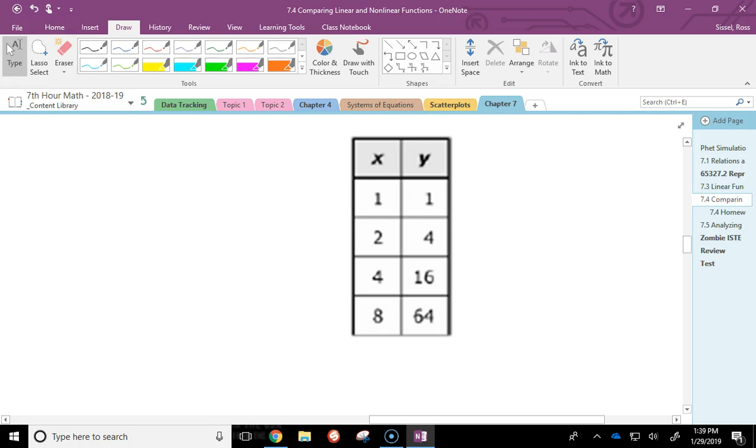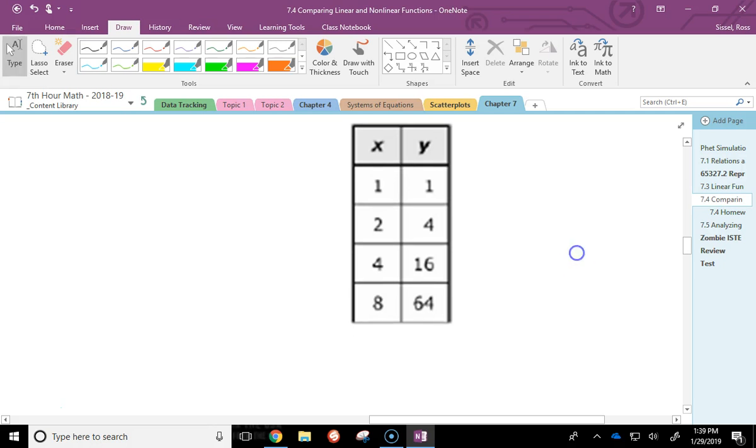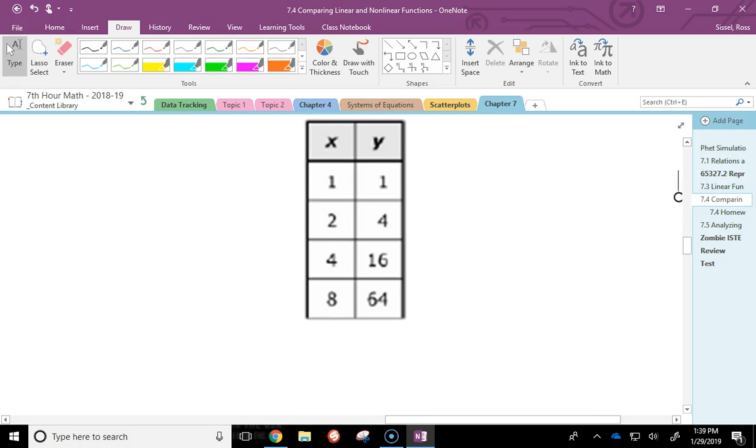Someone in my last class identified it. Can anyone tell what the function is? What is the rule? How is x related to y? It's times it by itself, right? So x is times it by itself. This equation is actually going to lead into our next little part. But my equation, my output is my input squared.